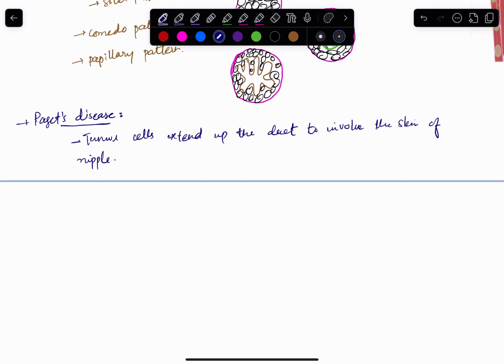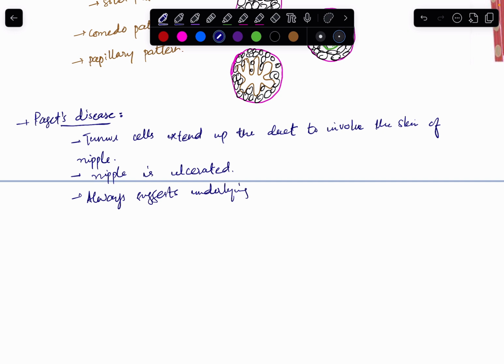In this disease, the nipple is ulcerated, and Paget's disease always suggests underlying carcinoma. Always suggests underlying carcinoma, right?